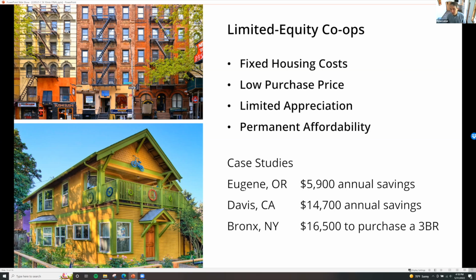Some quick case studies. There's one in Eugene, Oregon, pictured in the bottom left here, that has been around since the 80s, and the owners living there now save about $6,000 annually over the rental market that they would otherwise be living in. In Davis, California, Dos Pinos developed in the 70s. The residents there are saving almost $15,000 a year. In the Bronx, New York, Co-op City is a huge limited equity co-op where you can buy a 3-bedroom house for $16,000. So the permanent affordability piece is pretty incredible.